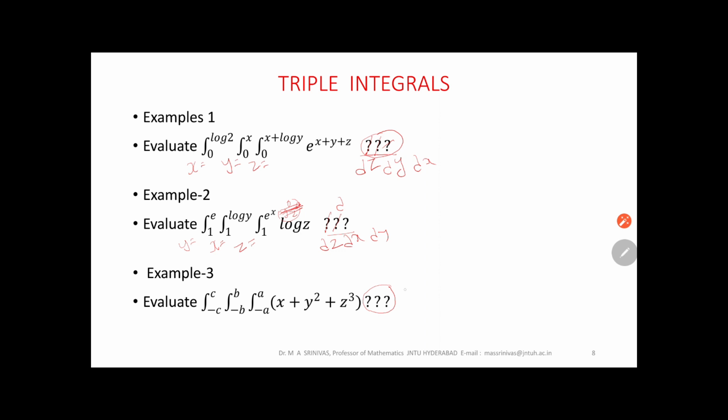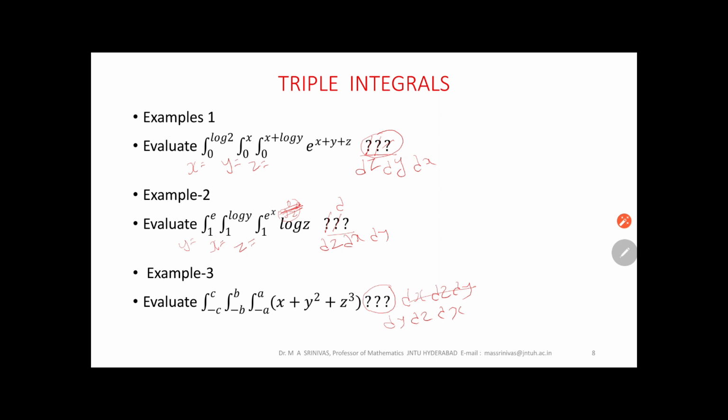If somebody writes this as dz, dx, dy, for him, minus a and a are the limits for the variable x, minus b and b are the limits for z, minus c and c are the limits for y. If somebody writes like this, dy, dz, dx, then minus a and a are the limits for y, minus b and b are the limits for z, minus c and c are limits for x. So the order should be properly given if all the three are constants.